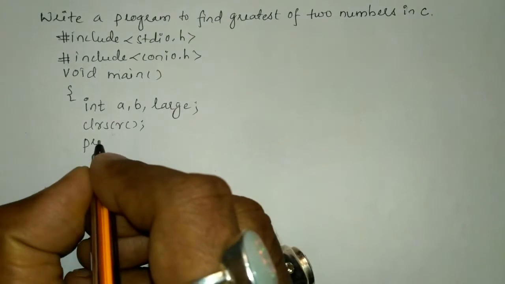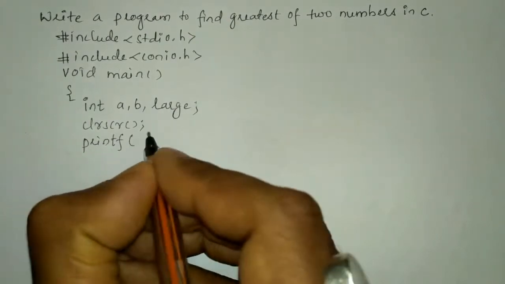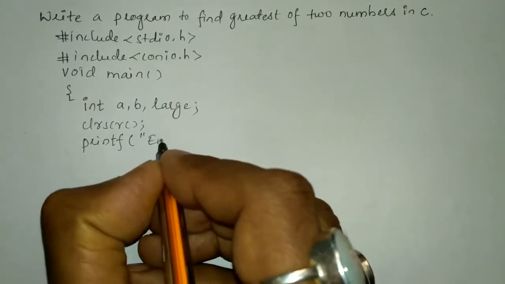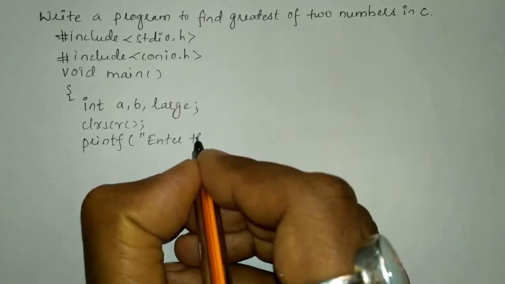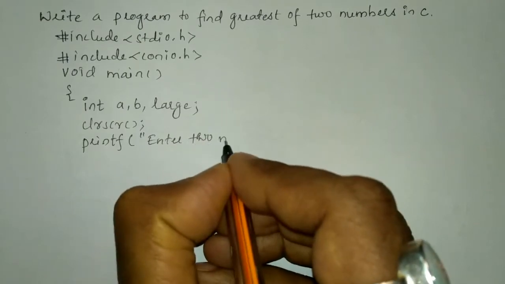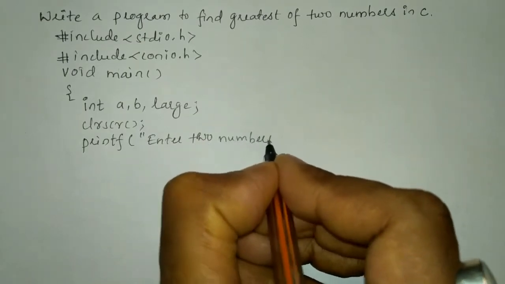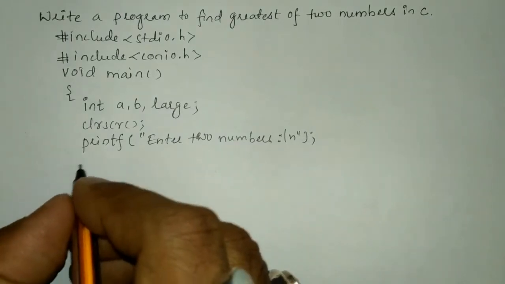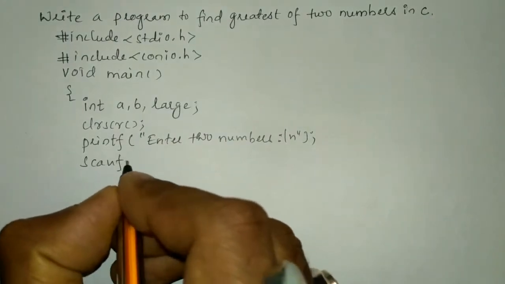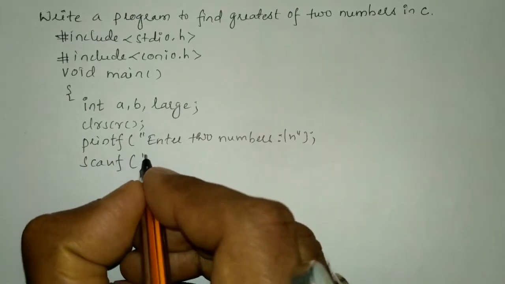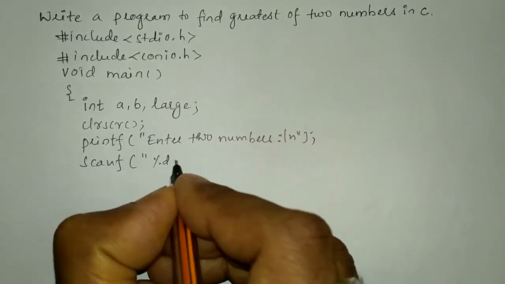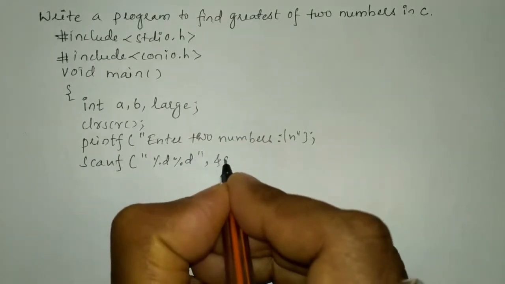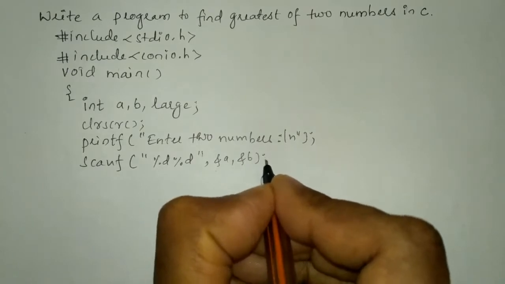Now I'll ask the user to enter two numbers in printf function: Enter two numbers. Now I'm going to write scanf statement to receive two numbers using format specifier %d and %d in double quotation mark, comma, ampersand of a and ampersand of b.